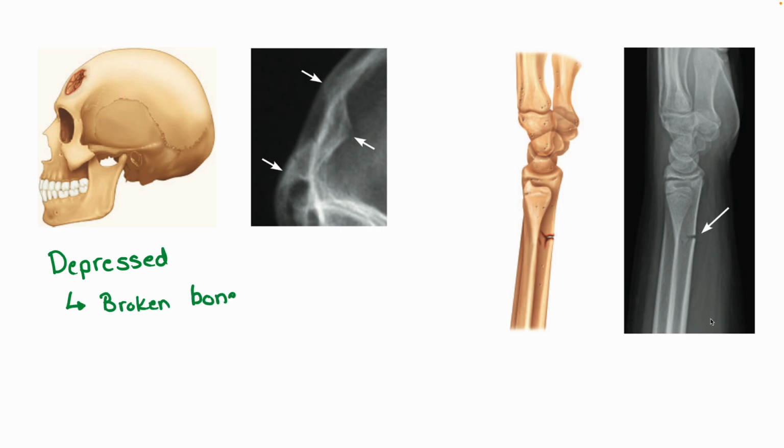A depressed fracture is when the broken bone portion is pressed inward. This is going to be common in the skull since there's not much direction for the bone to go.